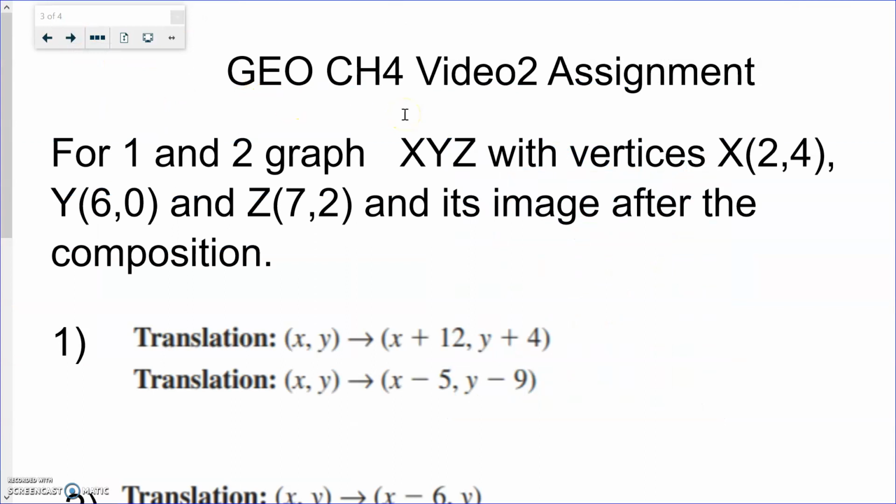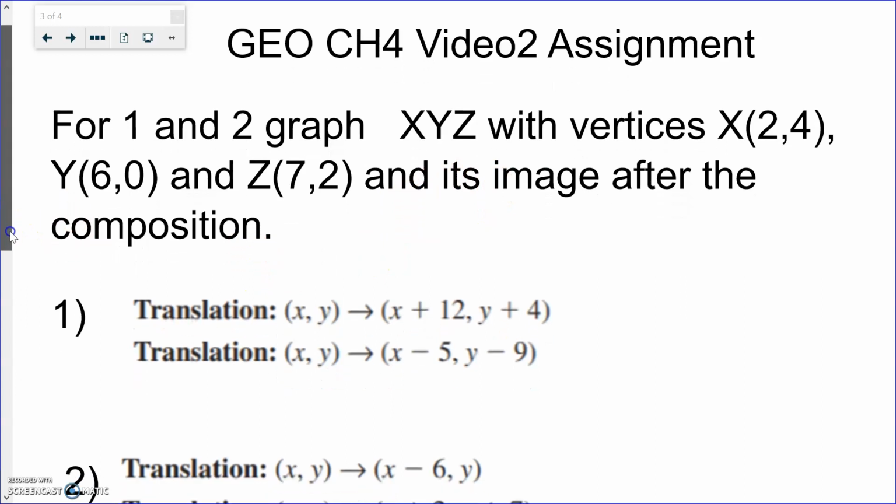We're going to be needing graph paper. Come see me for graph paper. So for 1 and 2, we're going to graph X, Y, and Z with vertices X at (2, 4), Y at (6, 0), and Z at (7, 2). We're going to do this for two different graphs. And then we're going to graph the image after the composition.